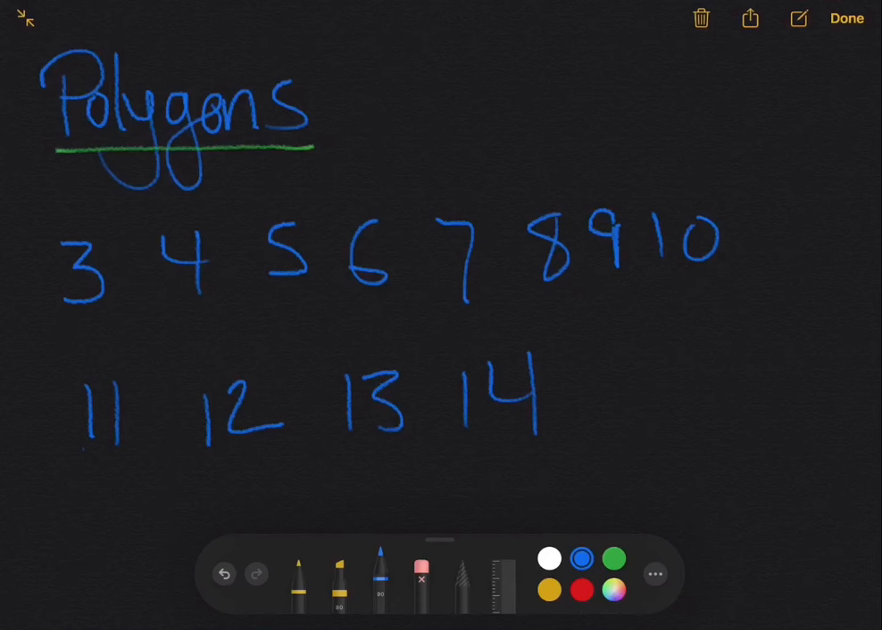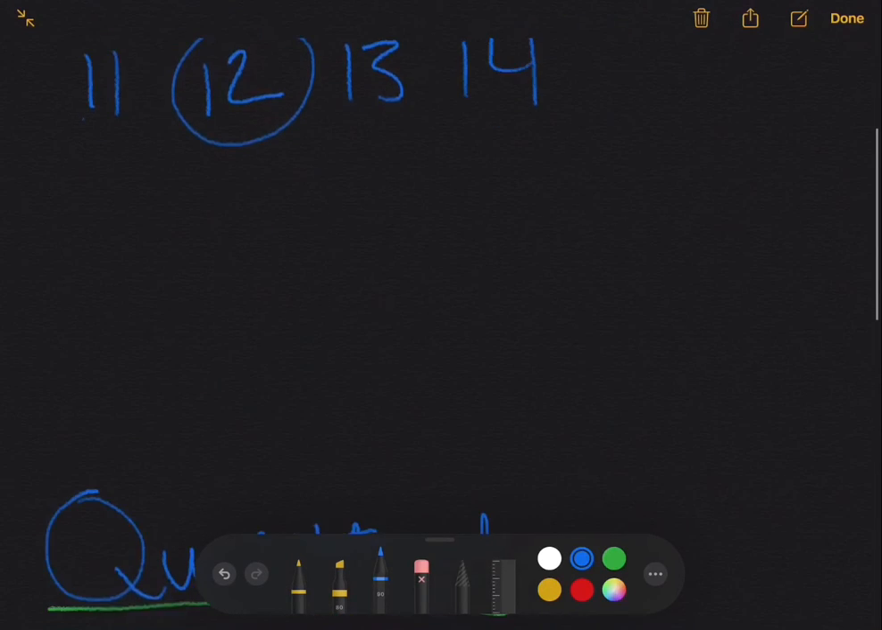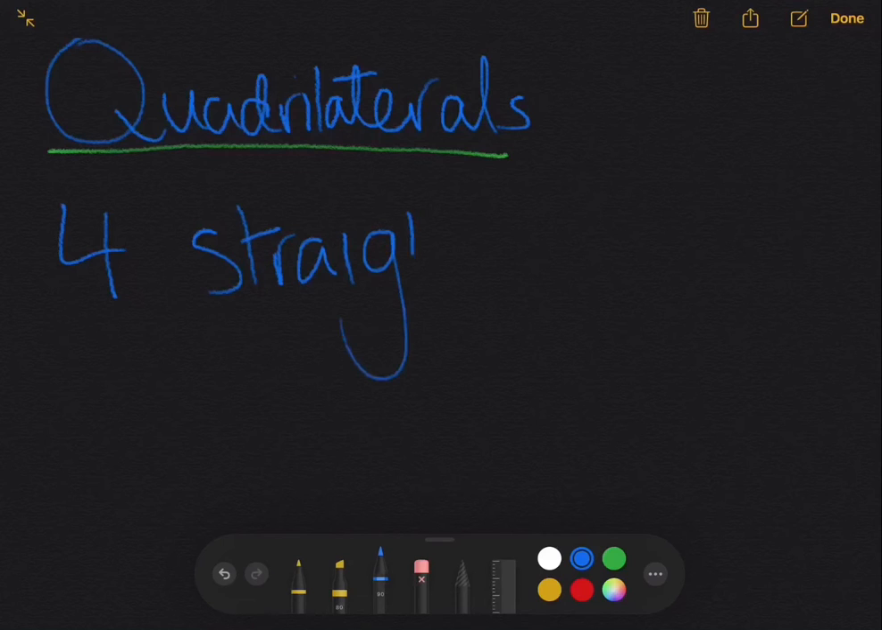Most people aren't going to ask you to know the ones past 10. And sometimes they'll throw in 12 for some reason. I don't know why a 12-sided shape is more important than an 11-sided shape, but it just is. Now, out of all these gons, we are talking about quadrilaterals. Now, quadrilaterals have 4 straight sides. So they are a type of polygon, but they've specifically got 4 straight sides. And the reason why we're going to focus on quadrilaterals is because we have special names for an awful lot of these quadrilaterals. Let's get into the first few of them.